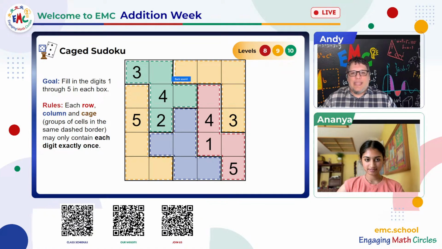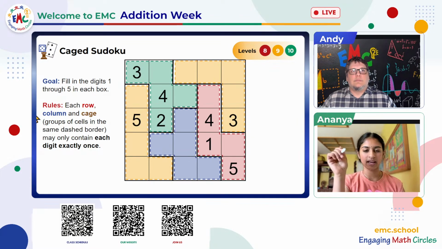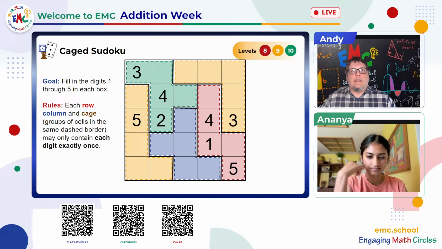Today we're gonna play some caged Sudoku. It's kind of like Sudoku, but there are cages. These dotted bars are enclosing different regions, and the rules are similar to Sudoku. You have to have 1 to 5 in each of the cages, but also in each row and column. So there are no squares. Normally in Sudoku you can't have the same number in a square, row, or column. Yeah, the cages replace the squares. Okay, got it.